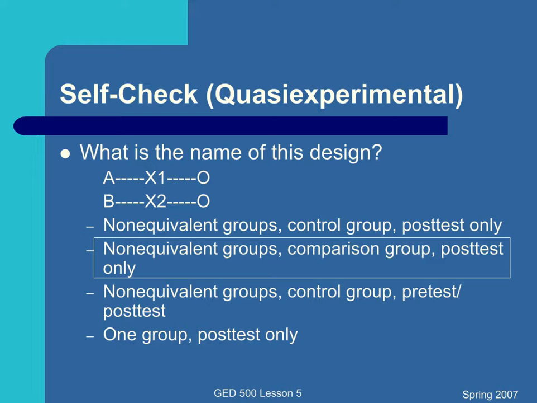So if you said number B, non-equivalent groups comparison group, post-test only, you got it right. So think again about this, where this O is placed, O for observation or assessment, right? So it's placed at the end, so you know that it only has a post-test. There's no test beforehand, okay? And we know that they're non-equivalent groups because we have two different kinds of treatments. And we know that there's no control group because both groups are getting some sort of treatment, okay?